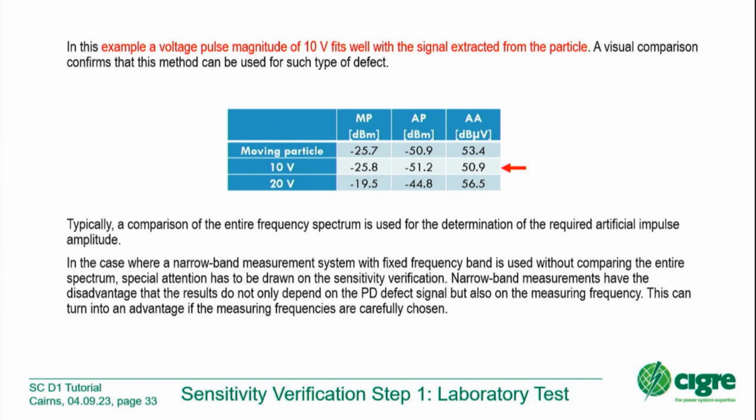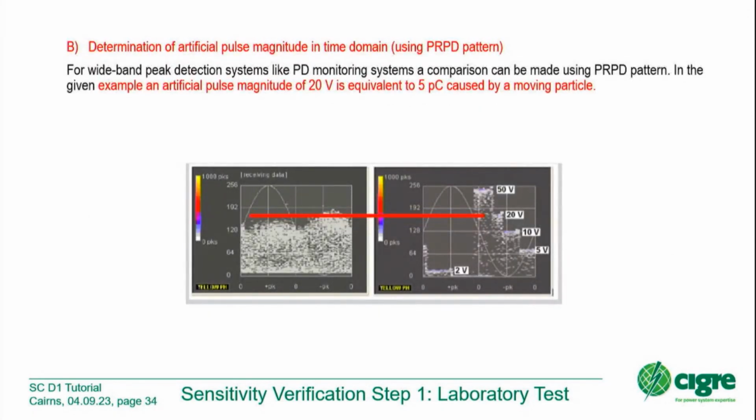And here for this example, the output is that the 10 volt, based on these 3 criteria, is equivalent to 5 pC from a moving particle. So this is the way to do this in the frequency domain. This is how it needs to be done in the time domain.